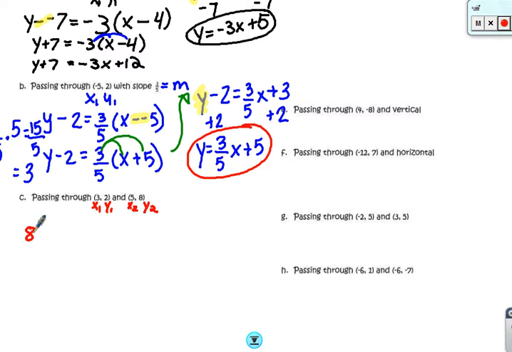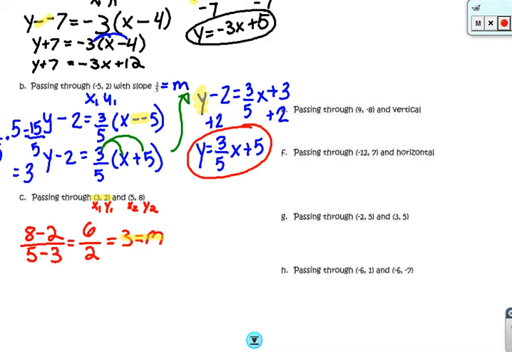So 8 minus y1 over 5 minus 3. So then I'm going to go across 8 minus 2 to get 6, and 5 minus 3 to get 2. So then if we divide those, that makes 3, and that would be our slope. So now we have a point and our slope. So we can go and plug this into our formula.